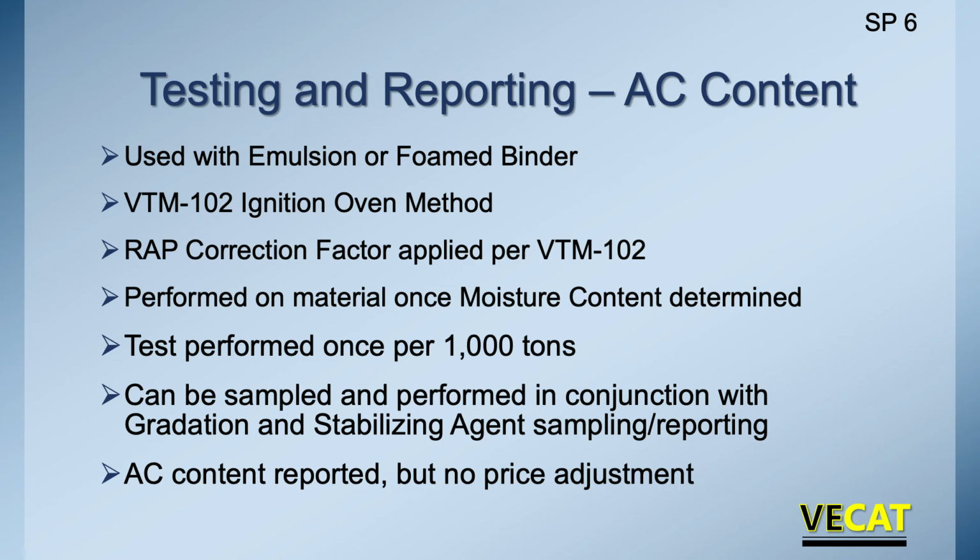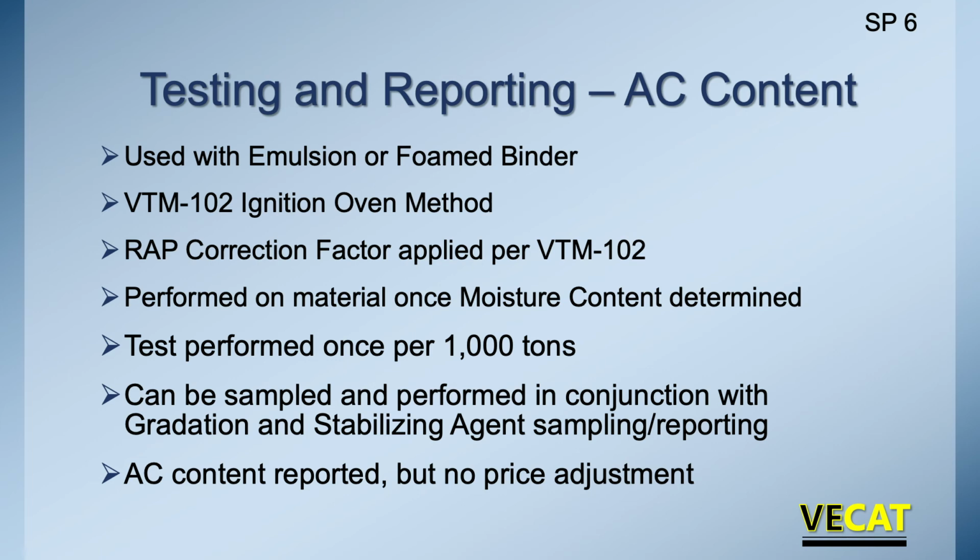We have a wrap correction factor. So we're checking to say we know that wrap has some fines in it that'll be reported as asphalt content, so we apply a wrap correction factor to get it back to closer to the actual asphalt content in that wrap. Moisture content performed on material.